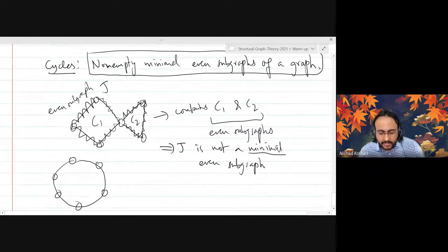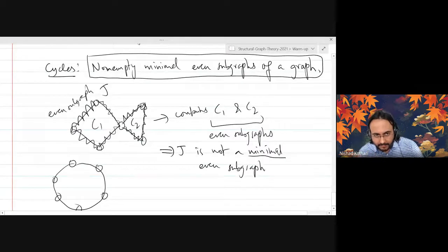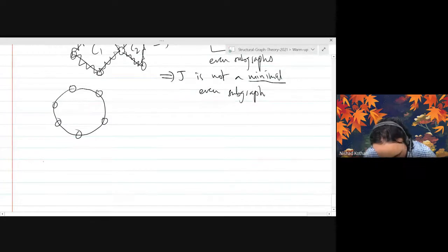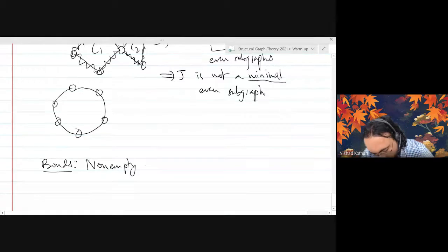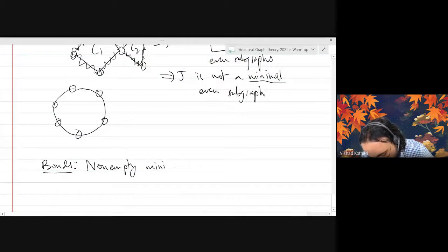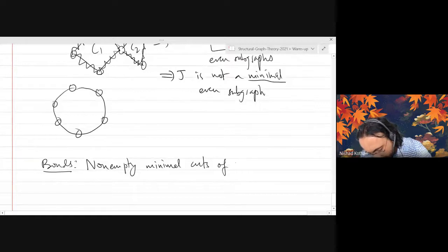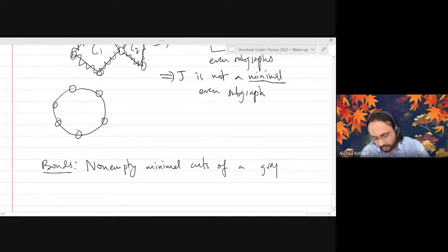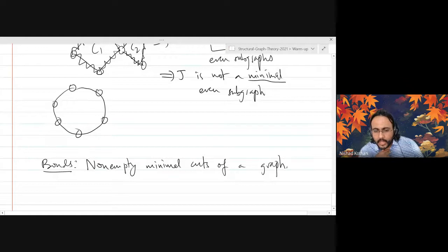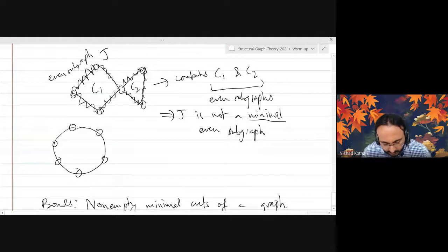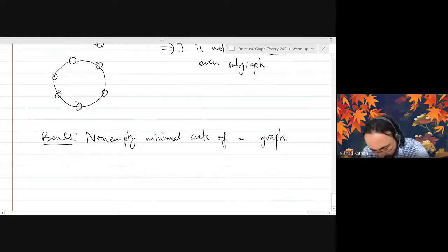In the same way, there is a concept for cuts of a graph, the non-empty minimal cuts of a graph. These are called bonds. Bonds are the non-empty minimal cuts of a graph. We will see a characterization of this. You might say, well, how do I visualize these? We will see a very nice visualization of these in the next lecture. But the cool thing is, this is a valid definition of a bond. So this is one way to define it.